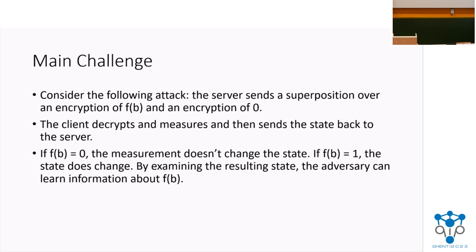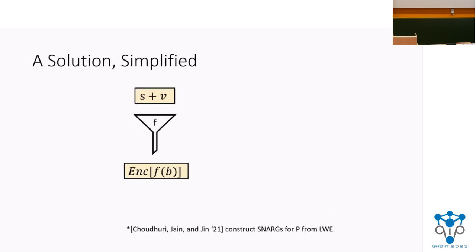And this will change the state by a meaningful amount. So when the server receives their registers back from the client, they can examine the state to see whether it has changed. And in this way, they can learn whether the value of f of b is 0 or 1. And this breaks security. So our solution to this problem is to have the client perform a set of checks before they decrypt and measure f of b. And these checks will ensure that the ultimate measurement on f of b is still a gentle measurement.